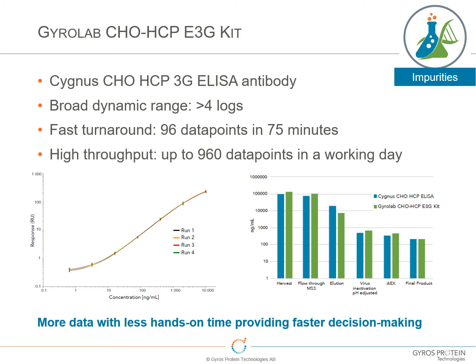The bar graph on the right indicates that the Gyrolab CHO-HCP E3G kit delivers data that is comparable with ELISA with a broader dynamic range, results within 75 minutes, and higher throughput of up to 960 data points in 1 working day.